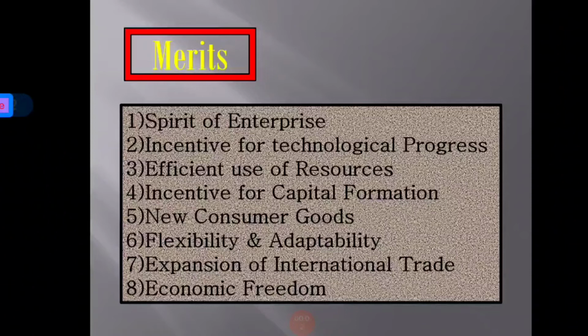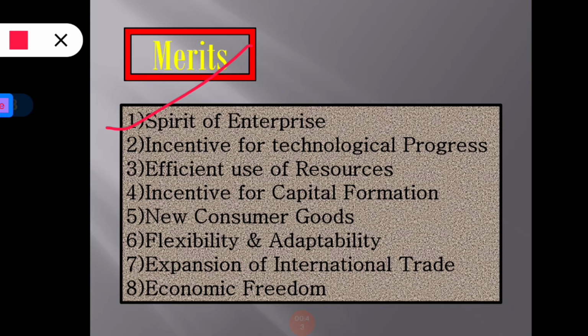The first one is spirit of enterprise. The force of profit motive has infused the spirit of enterprise and risk taking in the individual. The desire to earn profits has encouraged people to learn new abilities, new techniques, etc. Producers are self motivated to bring improvement in production activities in order to earn profits and compete with other producers, because in a capitalist economy competition plays a major role.